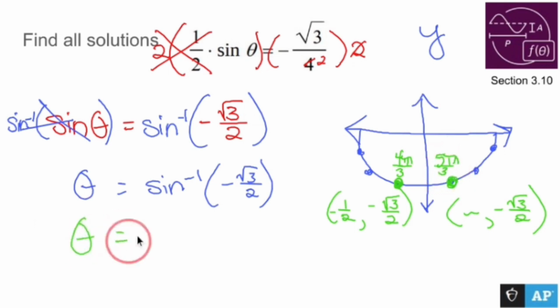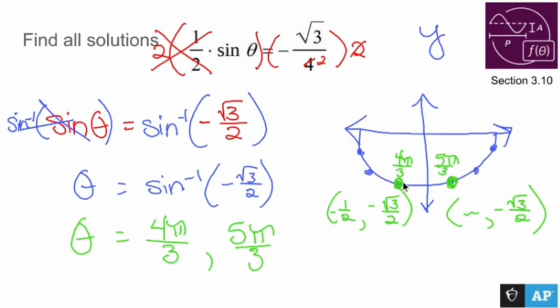So theta is going to equal 4 pi over 3 and 5 pi over 3. Ooh, however, I have no interval here saying that those are going to be my only answers. So I need to find all of the solutions if 4 pi over 3 is a possible one and 5 pi over 3 is a possible one.